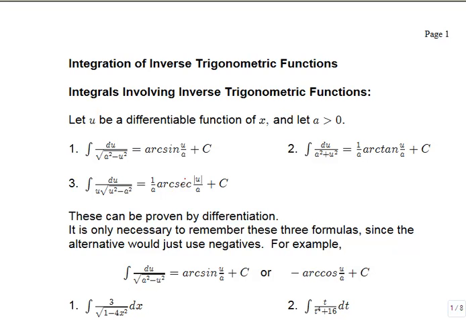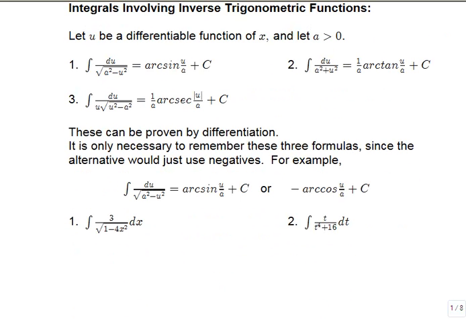Okay? Now, these can be proven just by our differentiation rules, and it's only necessary to remember these three formulas since the alternative would just use negatives. For example, the integral of du over the square root of a squared minus u squared, that's arcsine of u over a plus c, but it's also the negative arccosine of u over a plus c. So you don't really need to know both, just memorize the arcsine. Okay, so let's practice using these.